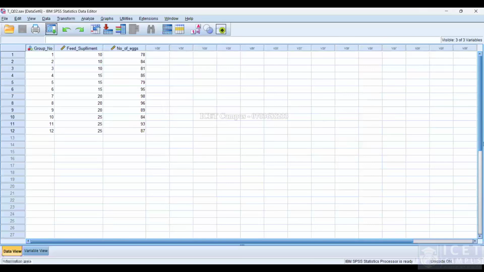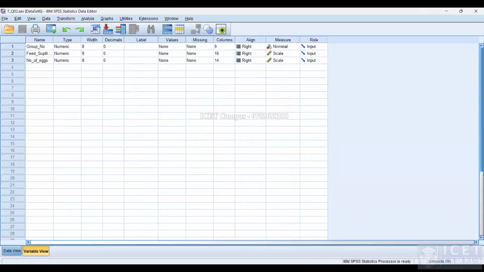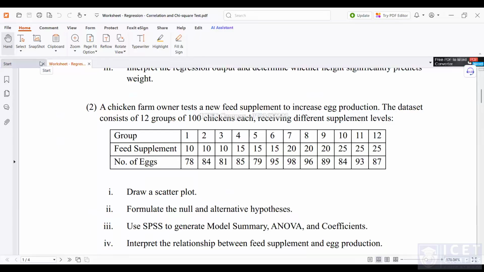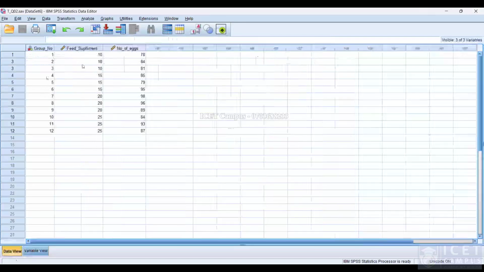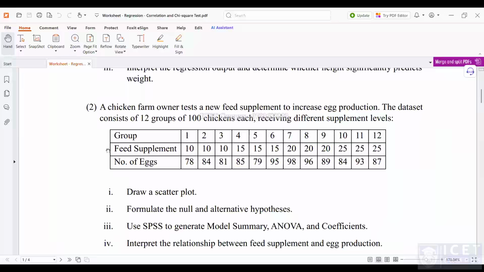Right, first we have to enter the data. So therefore, we have to define these three variables: group, feed supplement, and number of eggs. Then we can enter this data. And so, next one, draw a scatter plot.